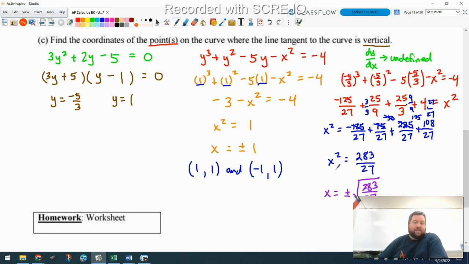That is good enough. I'm actually going to have us plug it in the calculator here in a second to verify that it matches what our graph says. But we can go ahead and write out our answers. Positive square root of 283 over 27, comma, -5/3, and negative square root of 283 over 27, comma, negative 5/3. So negative 5/3 is our y value because that's what we plugged in for y to solve the equation. And then we get the positive and the negative version of that. And there's the 4 points.